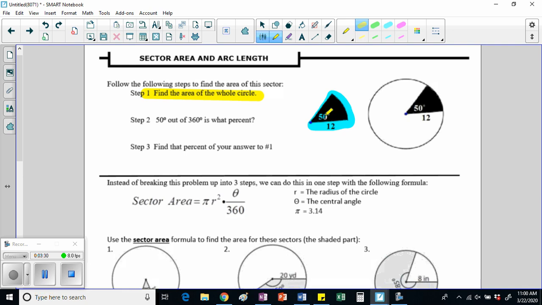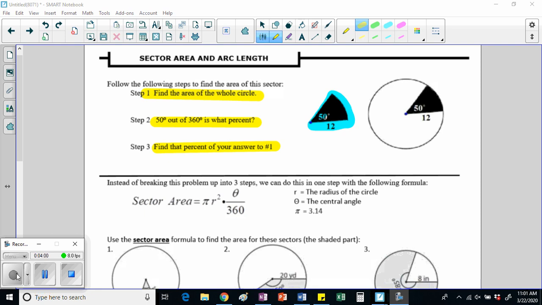And then 50 degrees is the part that we want. That's out of 360. So we're going to take that answer. We're going to find out what fraction that is. So you're going to take 50 over 360 and reduce that fraction. And then we're going to take the answer number 1, the area of the whole circle, times our answer number 2, the fraction of the circle we want. And that is our step 3 to find the area of just that slice or sector, what we call sector area.